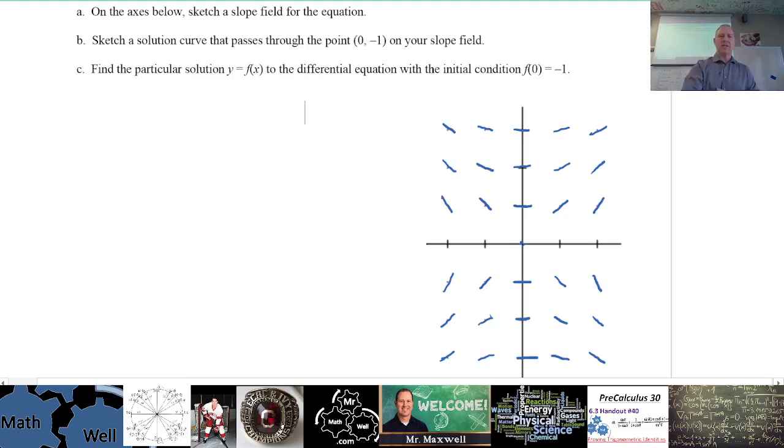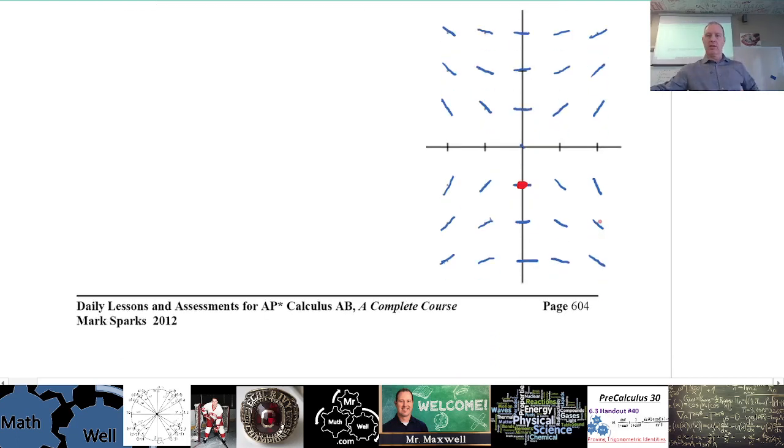Okay, so B, sketch a solution curve that passes through the point 0, -1 on your slope field. Okay, so 0, -1 is right here. So what might this solution look like? This is going to be a tricky part here. Wherever you see an oblique line that has all the same slope and it goes along with this line, that's probably going to be some kind of asymptote there.